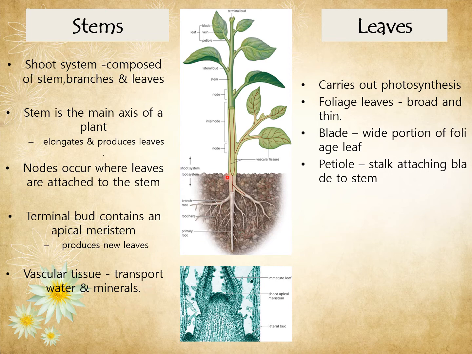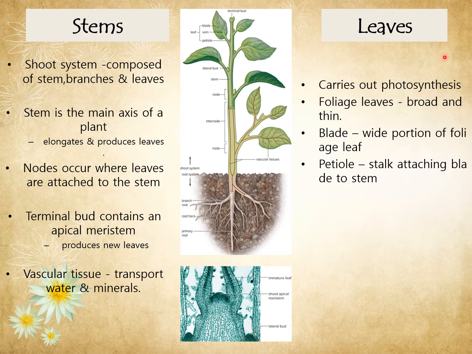At the end of a stem, you can see there is a terminal bud. The terminal bud contains an apical meristem and produces new leaves and other tissues during the initial primary growth of a plant. This is a close-up picture of a terminal bud, which is this part here. A terminal bud contains an apical meristem and produces new leaves and other tissue during primary growth. Lateral branches grow from the lateral bud, this part here.